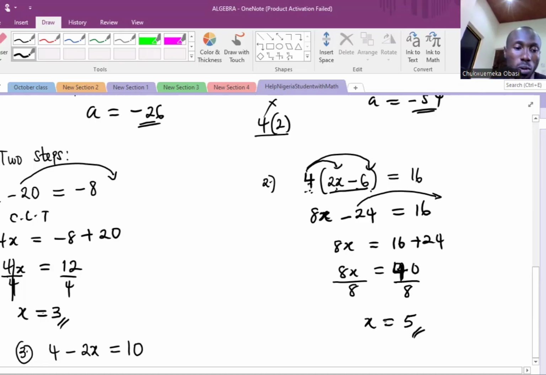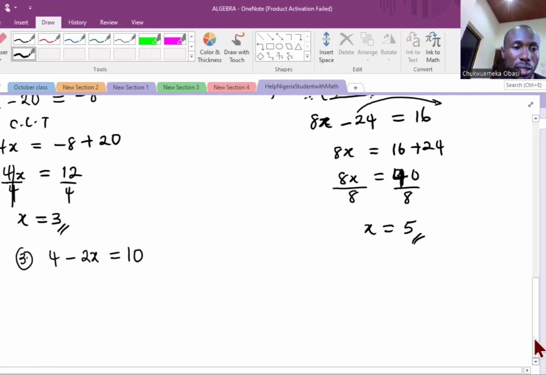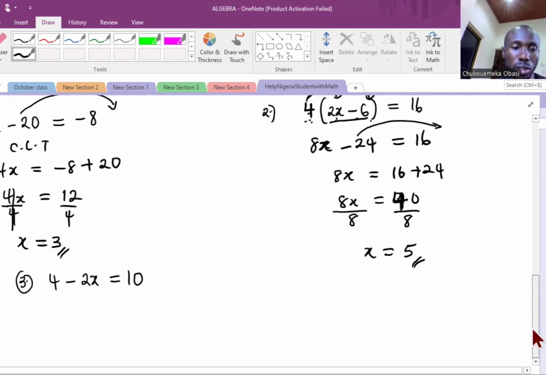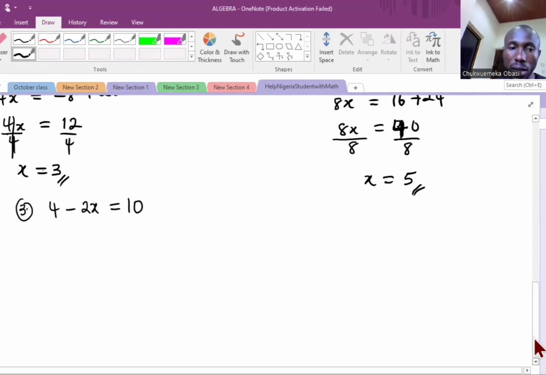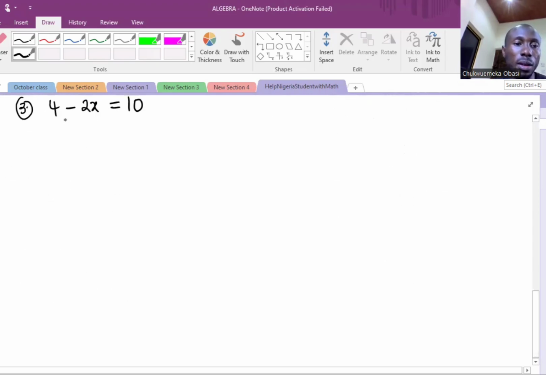So the last question here is question 3. Where is question 3? Okay, this is question 3. This is the last question for today. So we have 4 minus 2x equal to 10. What's the first thing to do? Collect like terms. So you have negative 2x equal to 10 minus 4.